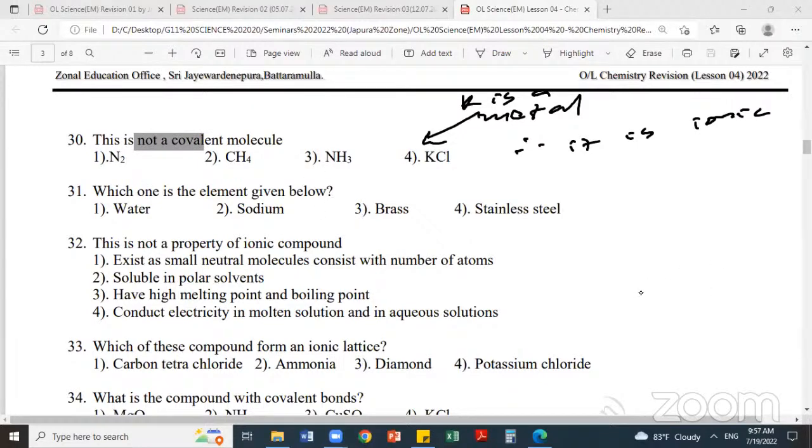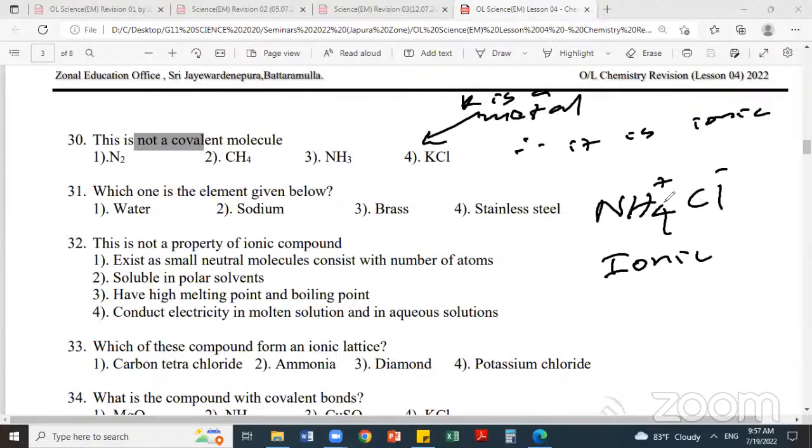There's one very important thing. Can you please note down this also? If you take ammonium chloride, this is one exception. Ammonium chloride, NH4 plus and Cl minus. Are there any metals in it? No. But it is ionic. This is one exception. But the majority, like most of the compounds in your syllabus, covalent ones have only non-metals and ionic ones have metal and non-metal. But this is one exception. Ionic, but it has both ionic and covalent bonds.